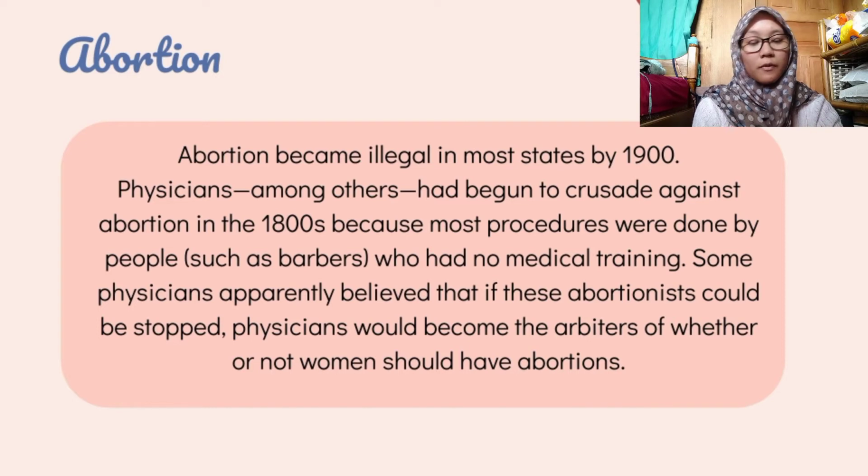Some scientists apparently believed that if these abortionists could be stopped, science would become the arbiter of whether or not women should have abortions. However, the ban on abortion and the limited availability of contraceptives didn't prevent wealthy women from practicing birth control or procuring an abortion.